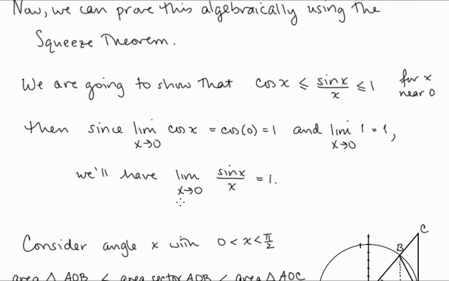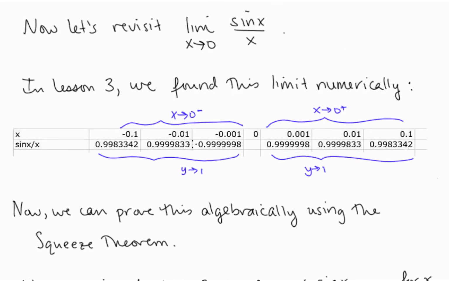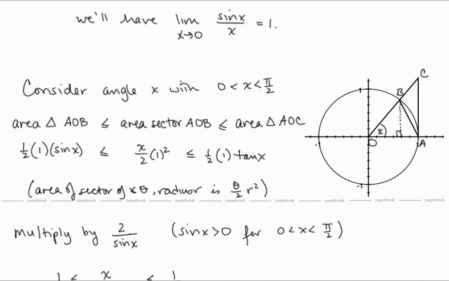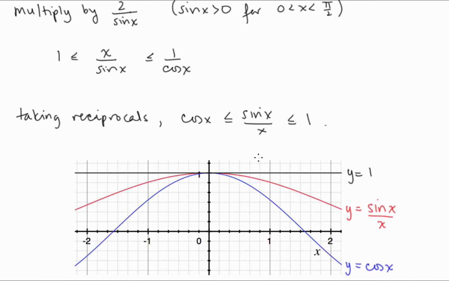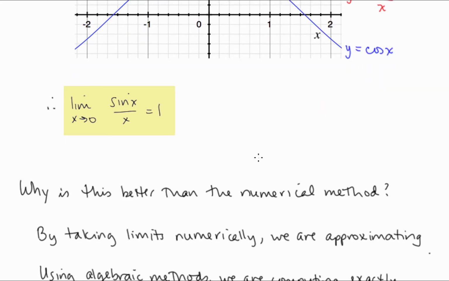So going back to the table here, it looks like these y values are approaching 1 from both sides, and we're pretty confident about that. But really we are approximating. We don't know for sure unless we're finding the limit algebraically. So if we can take a limit algebraically, we always want to do that before we resort to numerical methods.